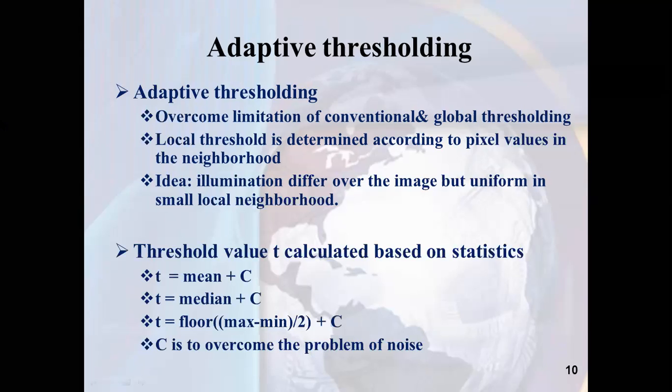The threshold value in this case is calculated based on statistics, and these statistics are calculated over a small local neighborhood. For example, you can take T, the threshold value, as the mean plus C, or mean minus C. T is the median plus C or minus C, or (maximum minus minimum) over 2, and so on. And we add C just to overcome the problem of noise.